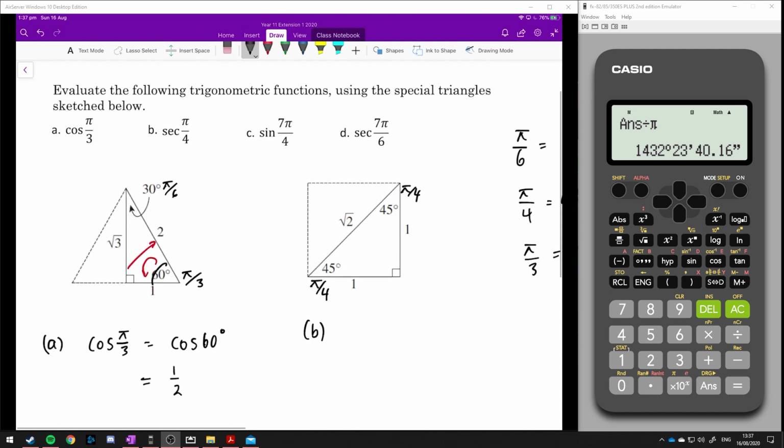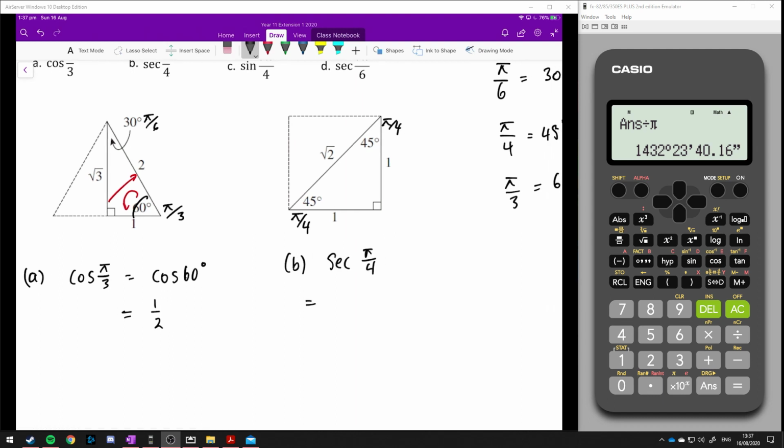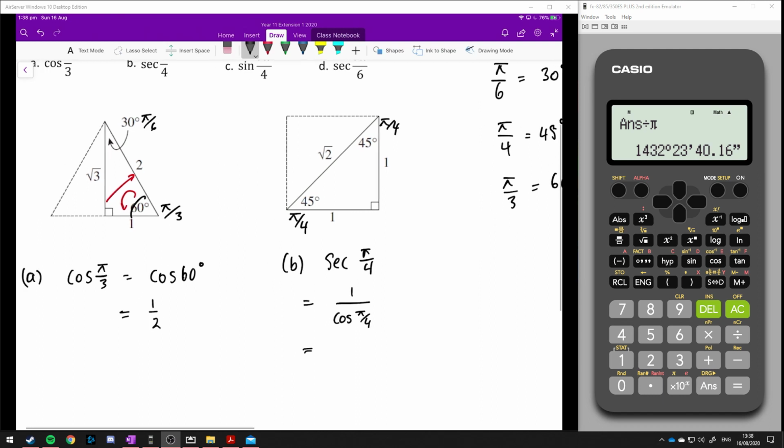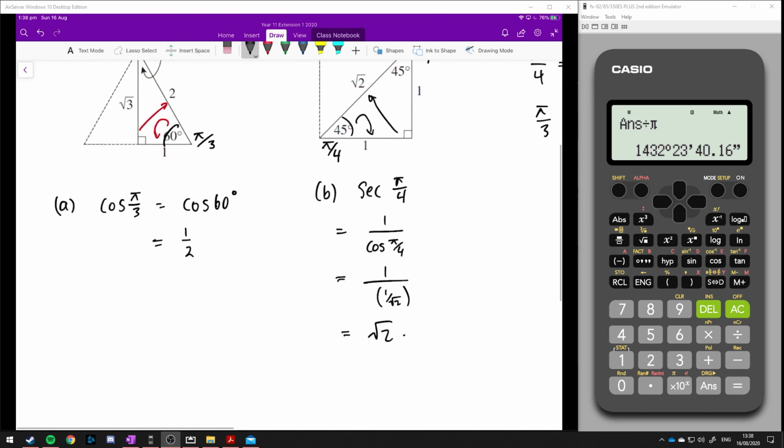Okay, part B. Sec of pi on 4. Now we know sec is the same as 1 on cos of pi on 4. So we need to work out cos of pi on 4. Now pi on 4 we know is 45 degrees, so 45 degrees is this corner here. Cos is adjacent over hypotenuse, so it's 1 on root 2. So this is saying 1 on 1 on root 2, which is the same as just root 2. So 1 divided by 1 on root 2, flip the fraction, times the tops times the bottoms.